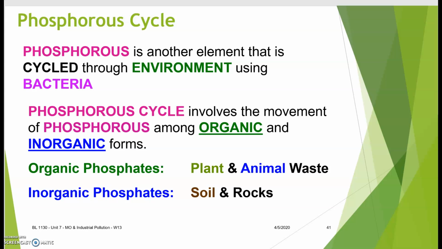Now, we're looking at the cycle in a fairly simplified version. The way phosphorus moves around in the environment is from organic phosphates, which we find in plant and animal waste, into inorganic phosphates, which we find in soil and rock. Now, these movements are not necessarily controlled, but bacteria are involved in these steps. So let's have a quick look.